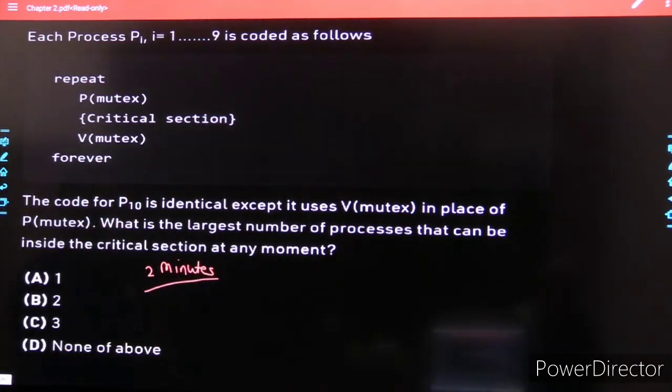I am giving you here 2 minutes. My dear friends, try to solve it yourself. Then I will solve this question here. I think you are able to execute the code. We have executed various codes.